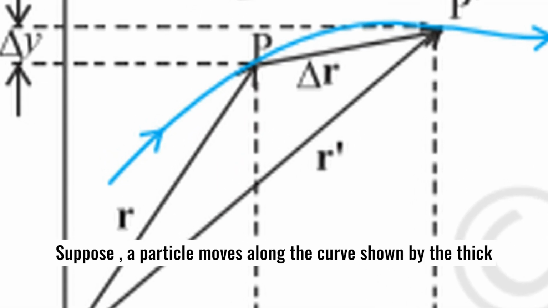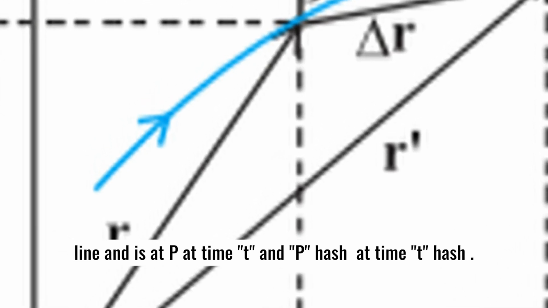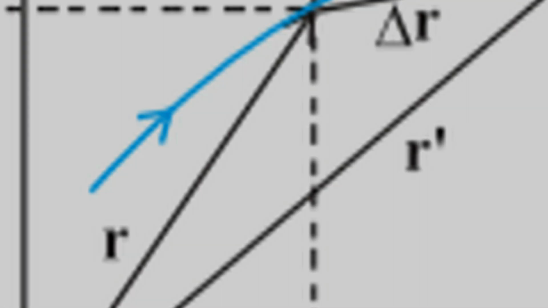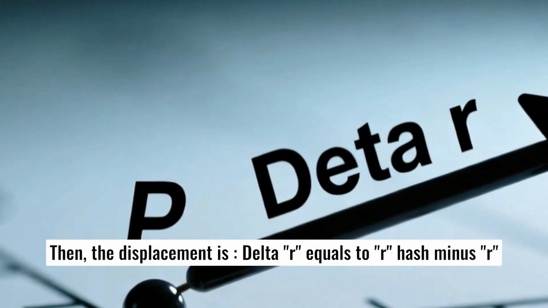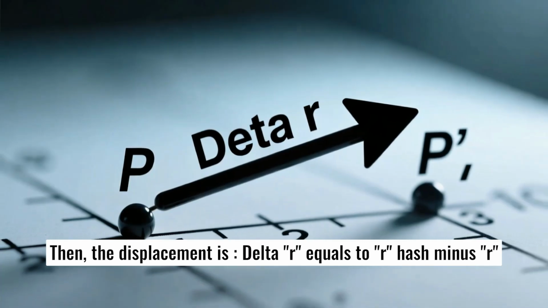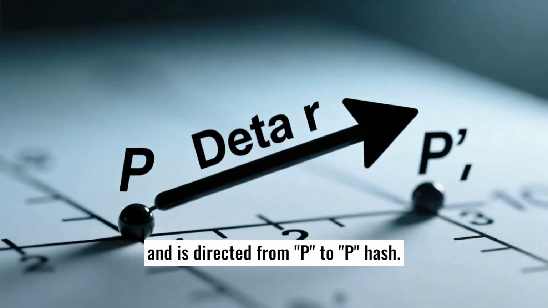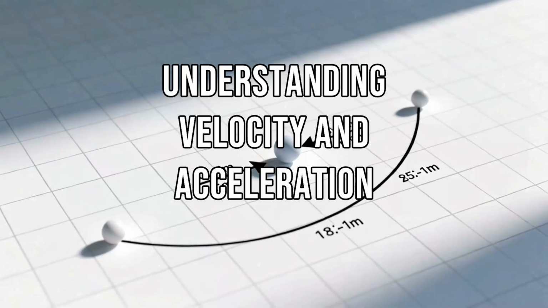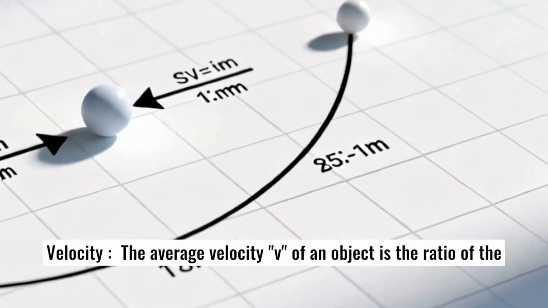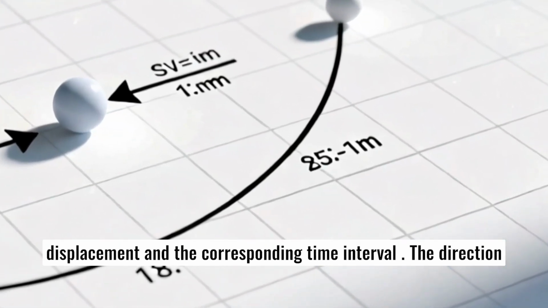Suppose a particle moves along the curve shown by the thick line and is at P at time t and P prime at time t prime. Then, the displacement is delta r equals r prime minus r and is directed from P to P prime. Velocity. The average velocity v of an object is the ratio of the displacement and the corresponding time interval.